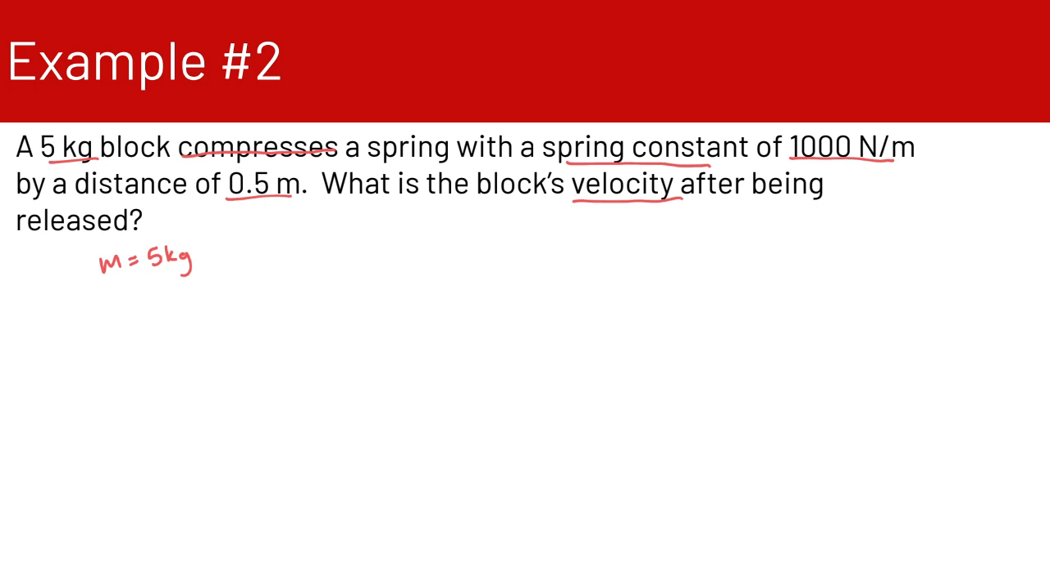The spring is compressed. So let's imagine a diagram here. We have a spring, we have a block. Let's say that this is the original position of the spring, and this is the new compressed position. This distance here is 0.5 meters. Then we want to know, what is the velocity of the block after it is released? Once it gets to that place, the block is going to travel in this direction, and it's going to have some velocity. We want to know what that is.